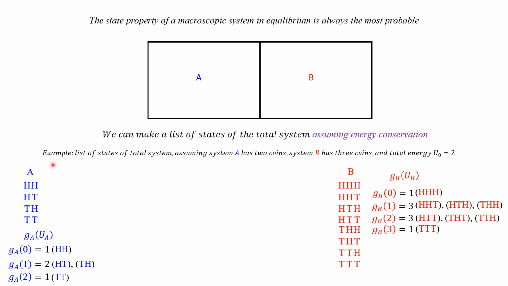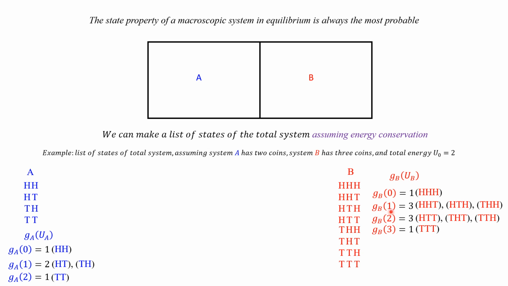So we begin by making the list of states of system A and of system B. System A still has only 2 coins, so this is the same list we have just seen. These are the multiplicities. System B has 3 coins, so these are all the combinations of heads and tails of 3 coins, and these are the corresponding multiplicities.